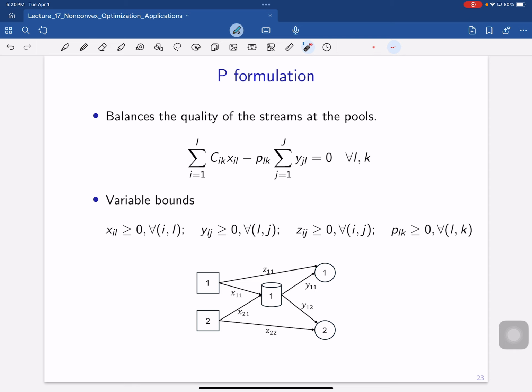Yes? I don't understand why we have an upper bound rather than a lower bound for quality. Yeah, so sometimes you can write a lower bound as well. It's just for this one, I just put an upper bound. You can also do a lower bound. Yeah, good point.